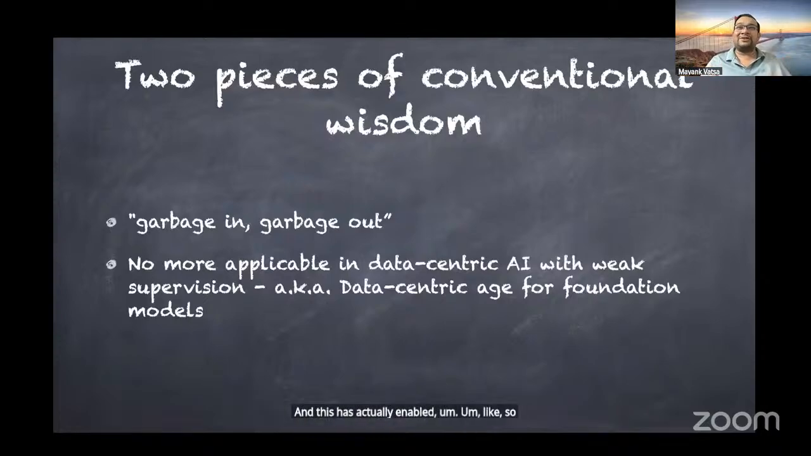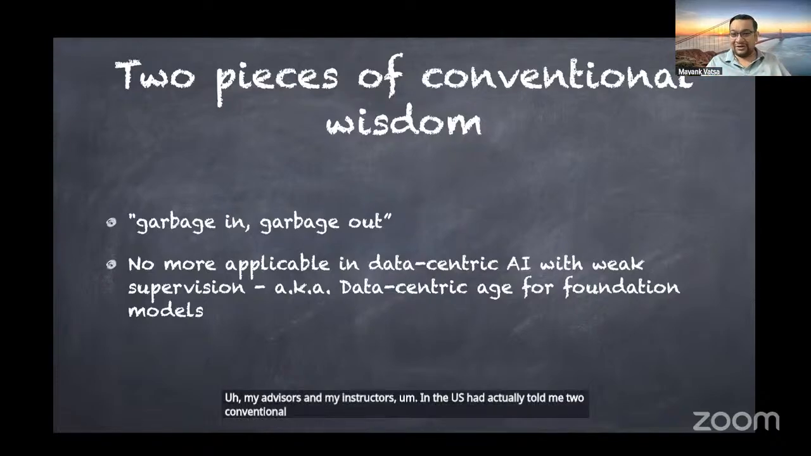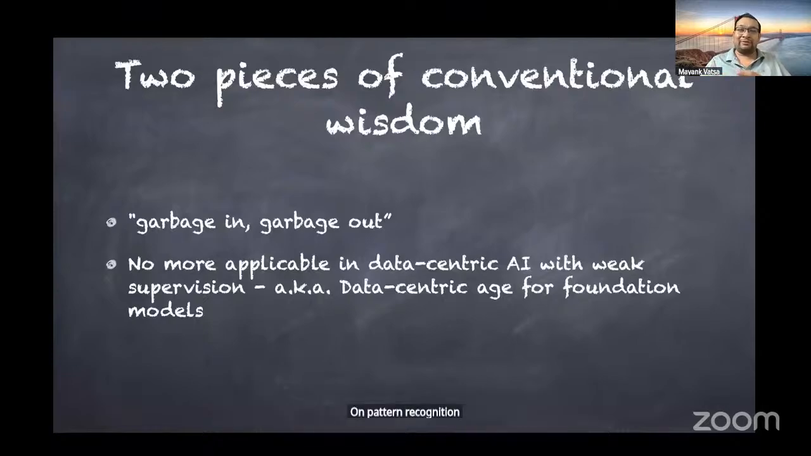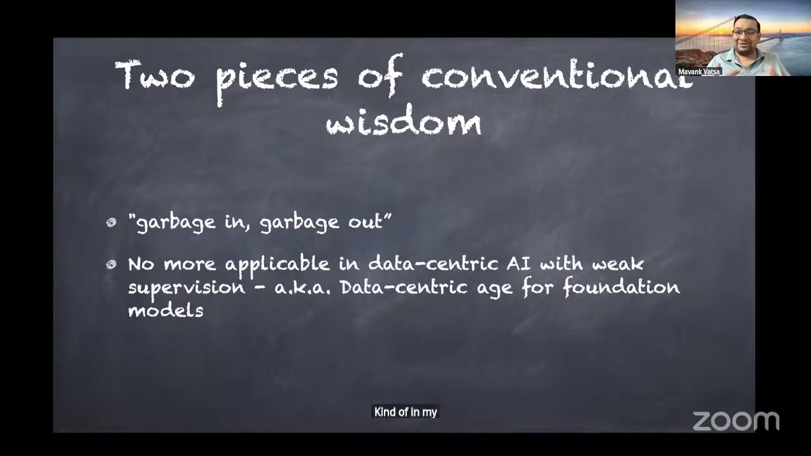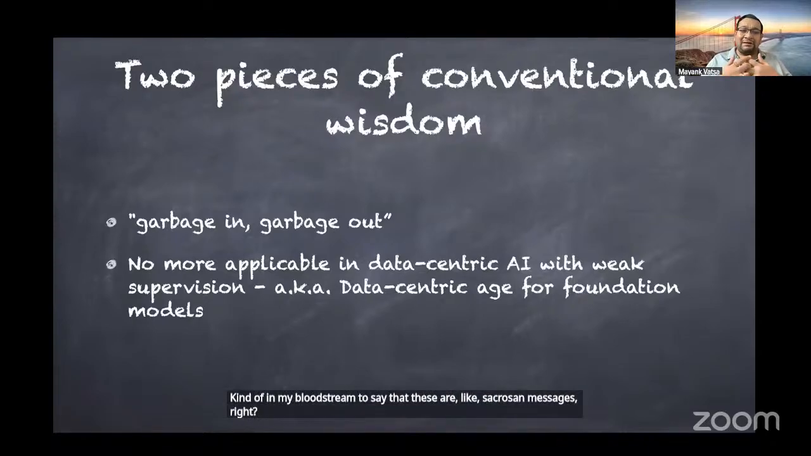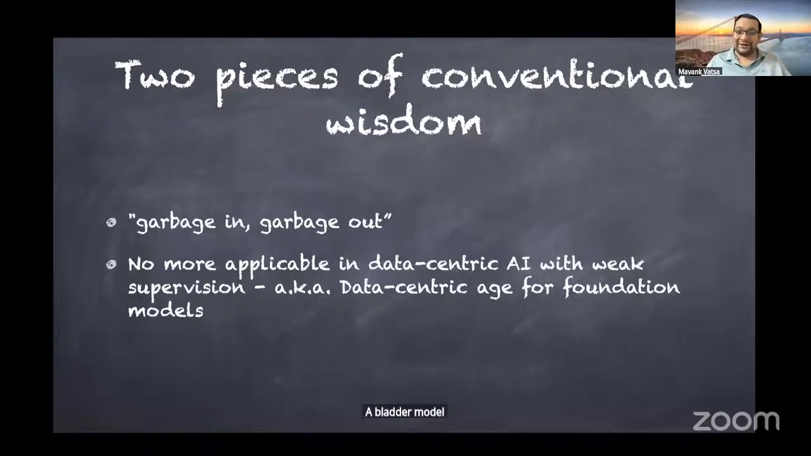So when I was a PhD student, my advisors and my instructors in the US had told me two conventional wisdoms for machine learning topics. When I was taking the course on pattern recognition, followed by another course on machine learning, it was kind of in my bloodstream to say that these are sacrosanct messages, right? The first was: if you provide bad data, you will get a bad classifier, a bad model. Garbage in, garbage out.